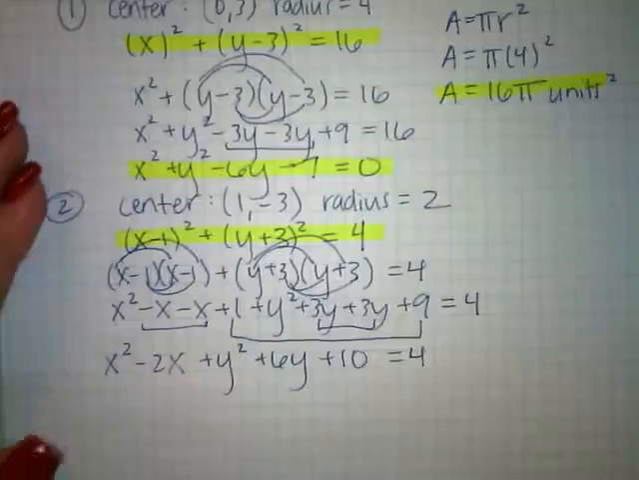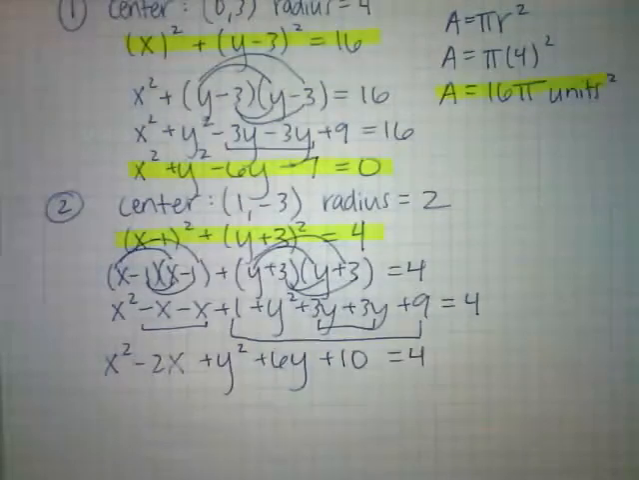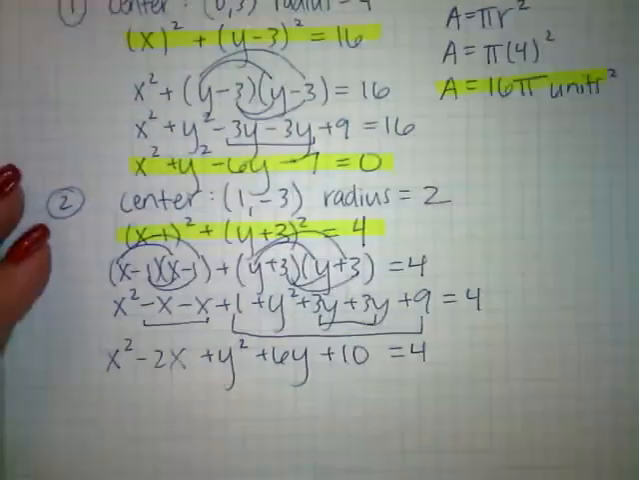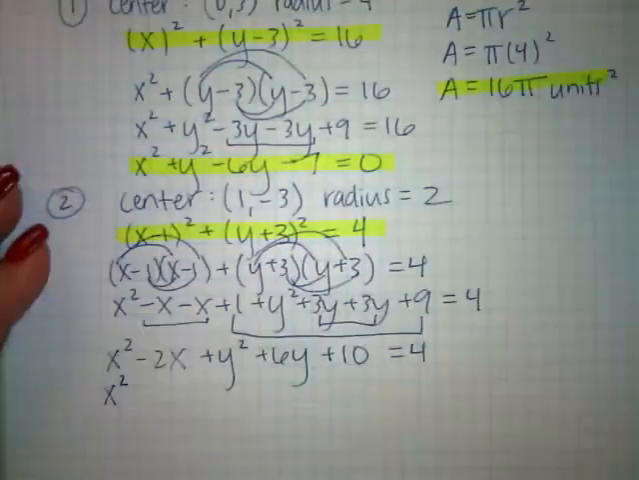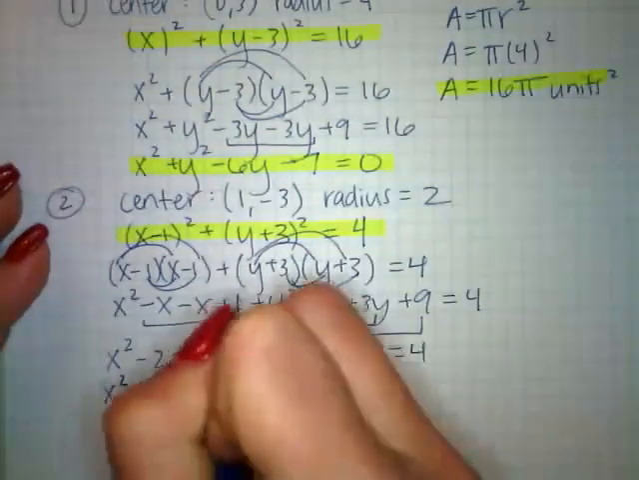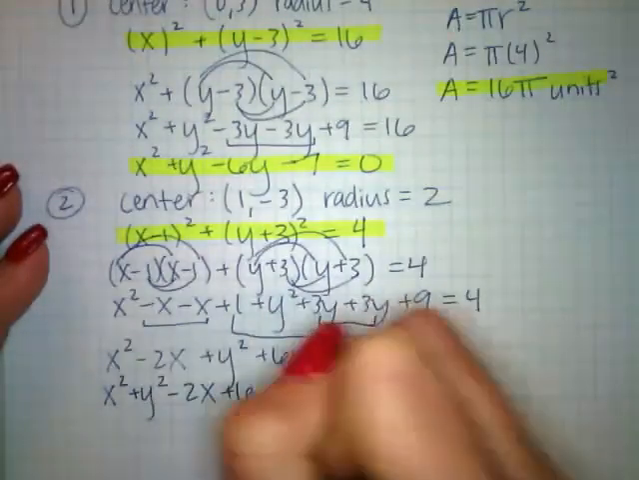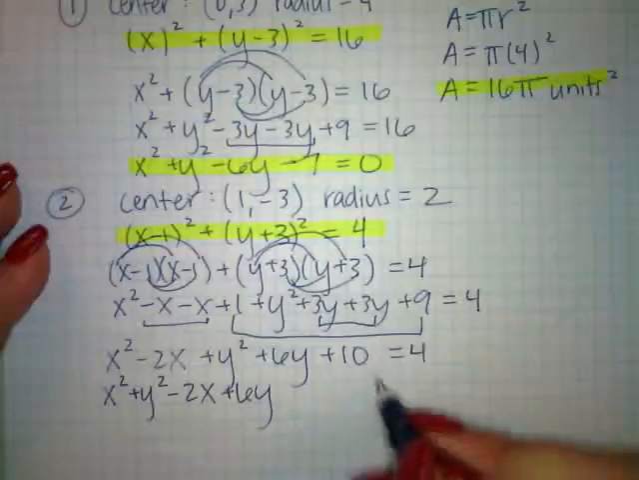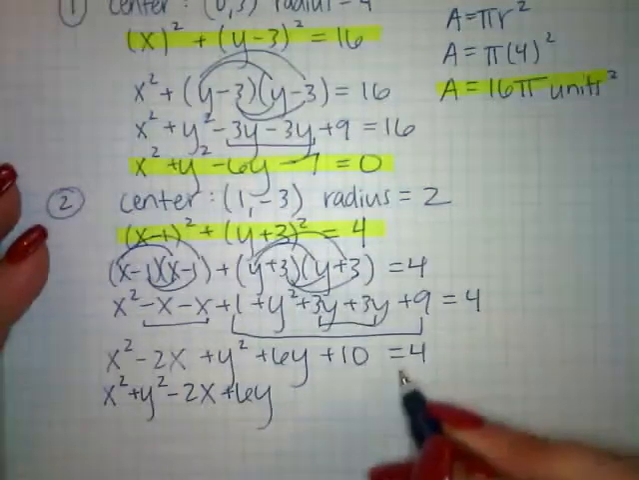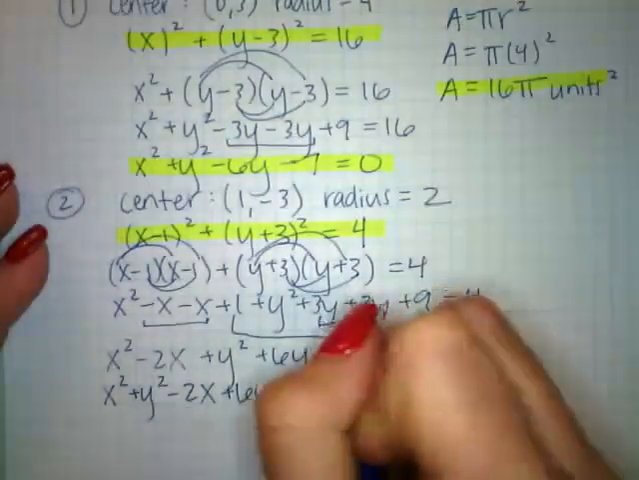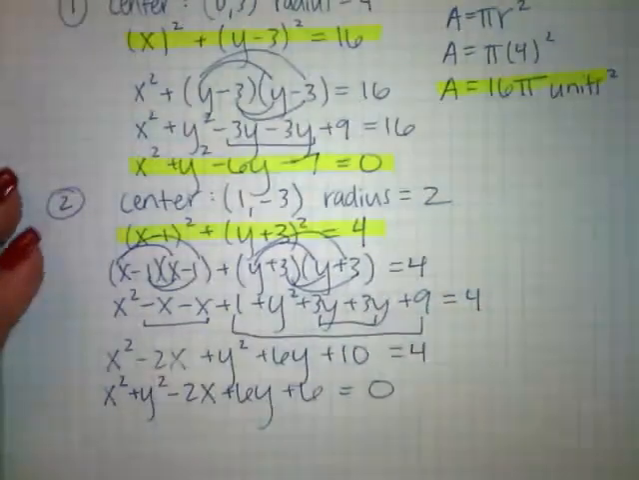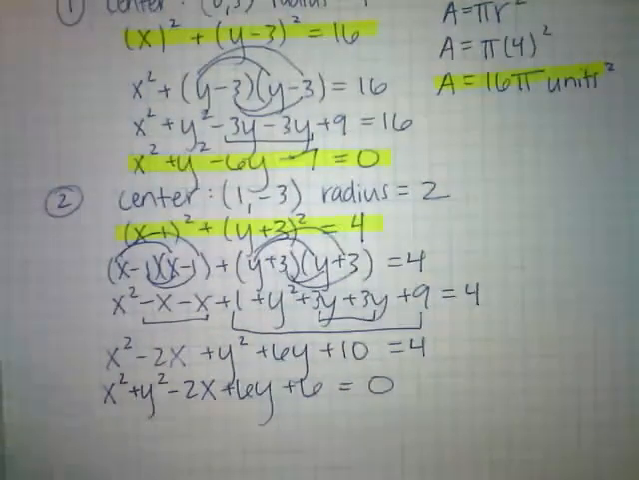Now remember, this is not in general form until it's written from the highest exponent to the lowest exponent and it's set equal to 0. So let's do that now. X squared plus y squared minus 2x plus 6y, and I need to subtract this 4 over, so it's set equal to 0. When I subtract the 4 over, we're left with this as our final answer.